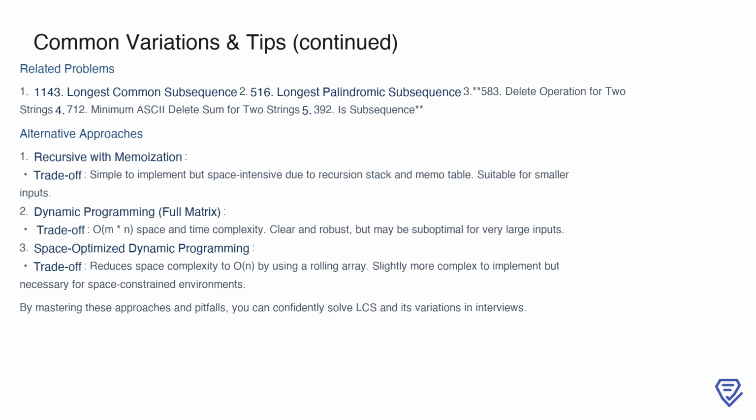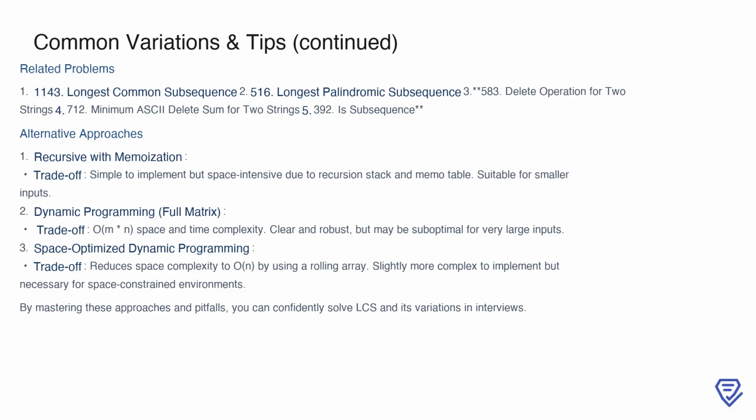As for alternative approaches, the recursive solution with memoization is simple to implement but can be space-intensive because of the recursion stack and memo table, making it more suitable for smaller inputs. The dynamic programming approach using a full matrix is robust and clear, with O(m*n) time and space complexity, but it may not be the best choice for very large inputs.